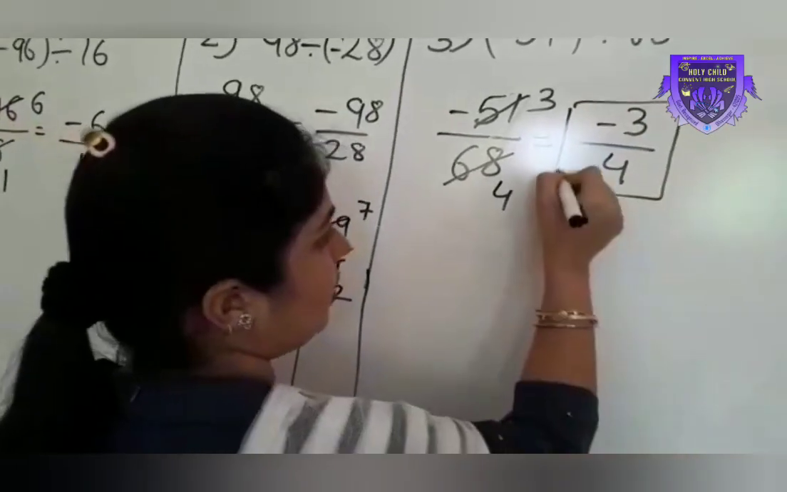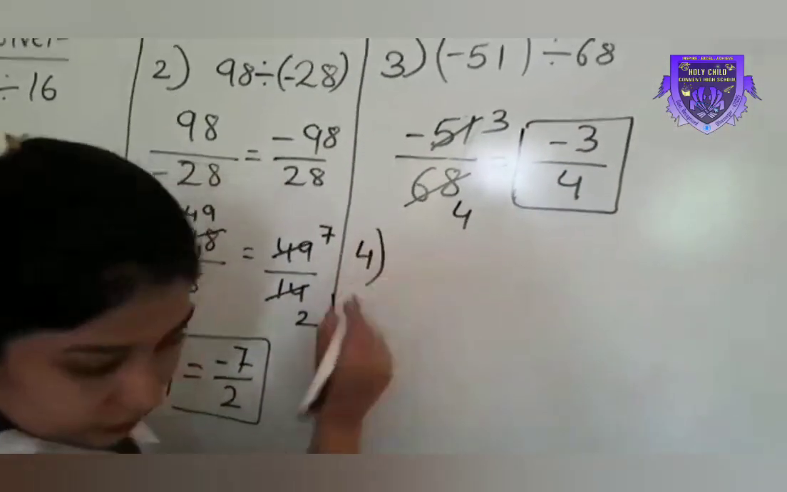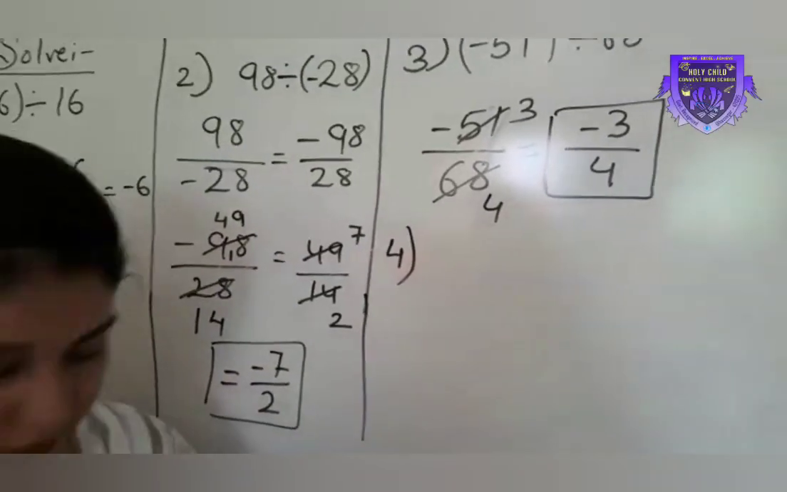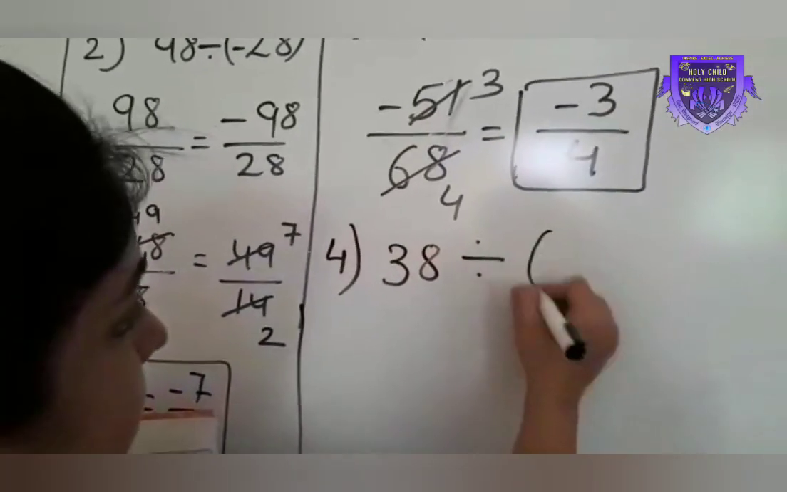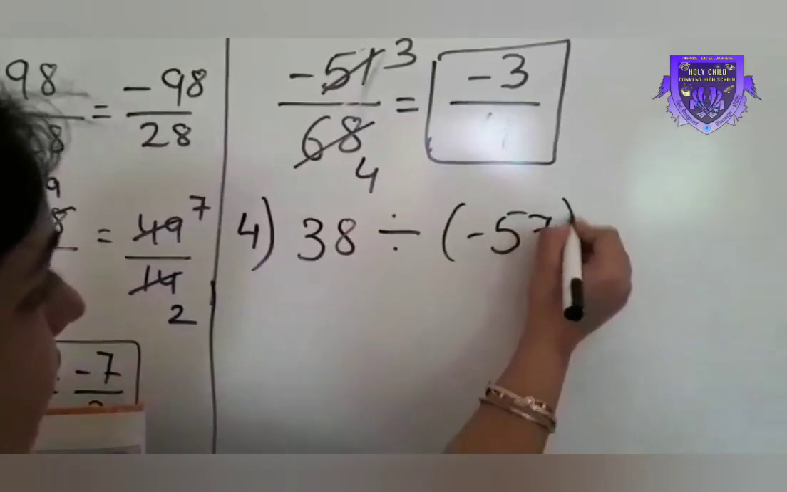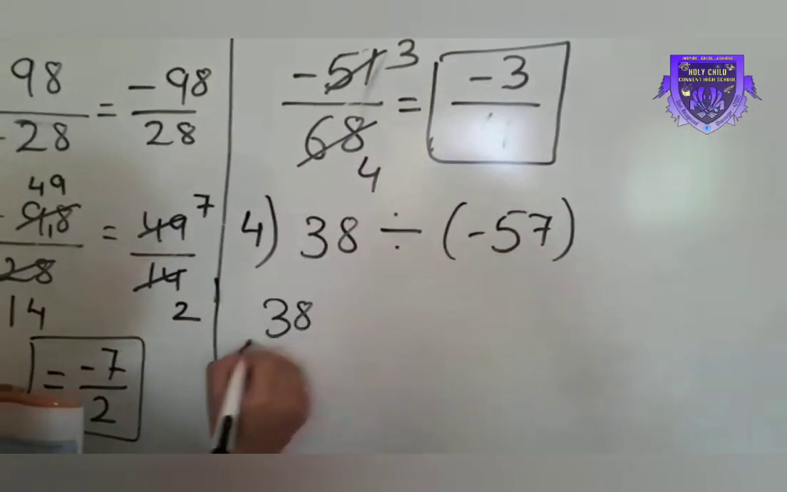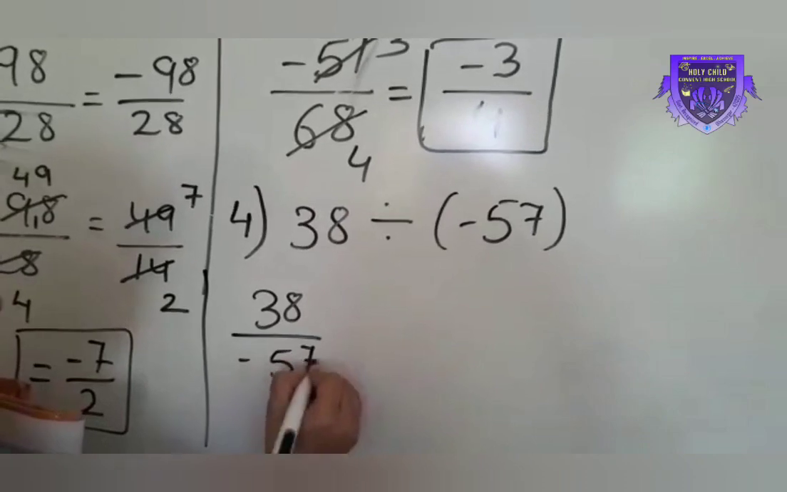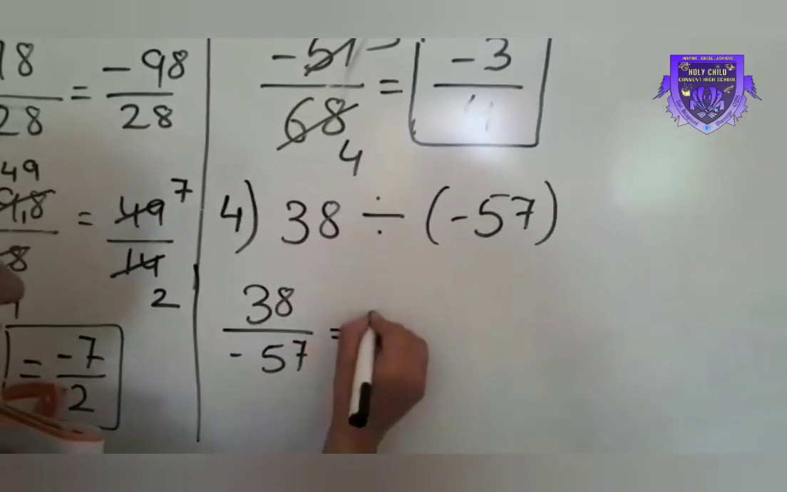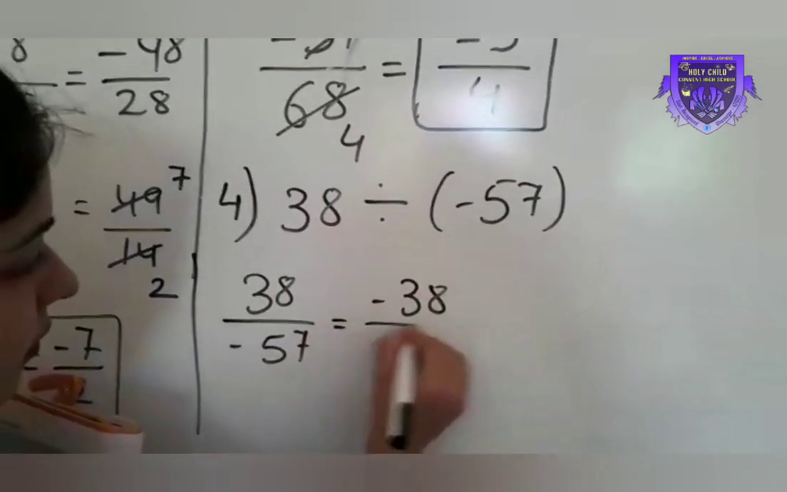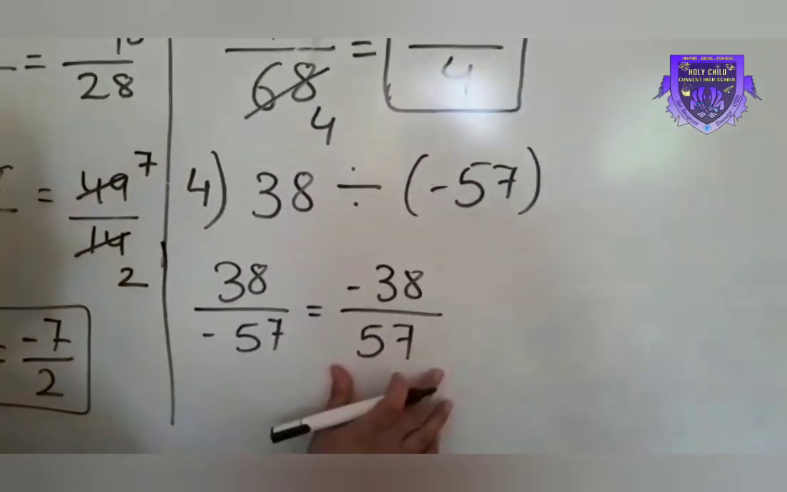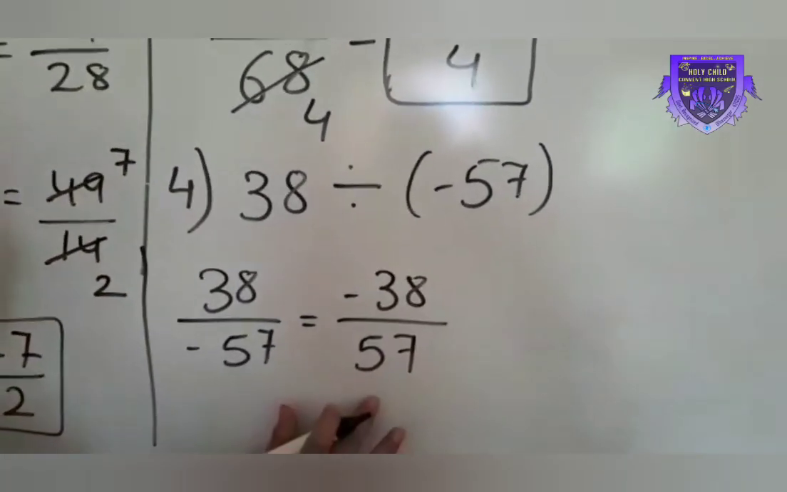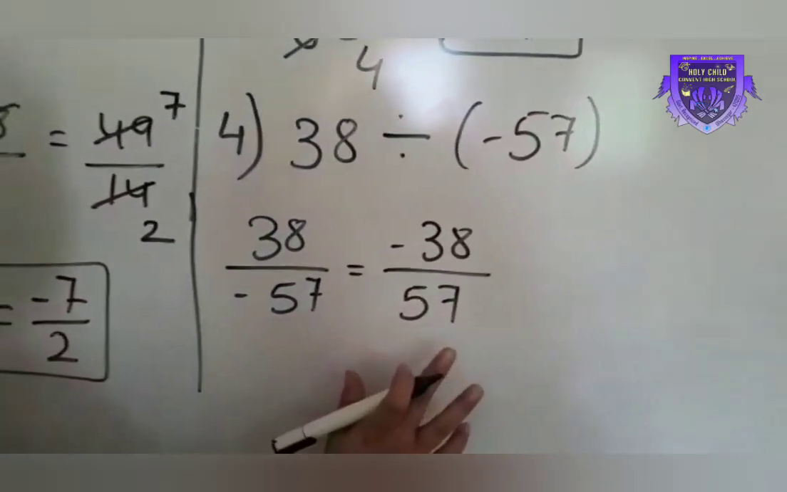We'll box the answer. Now fourth one. Fourth question is 38 divided by negative 57. First we'll write in the fraction form. Then we'll shift the negative sign to the numerator. Then we'll see, do they appear in the same table? Yes, they appear in the table of 19.